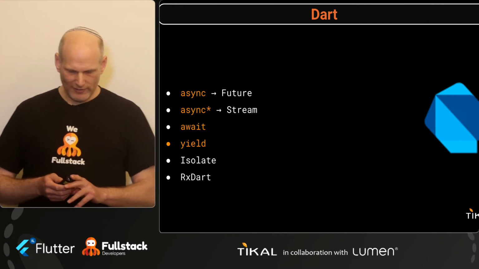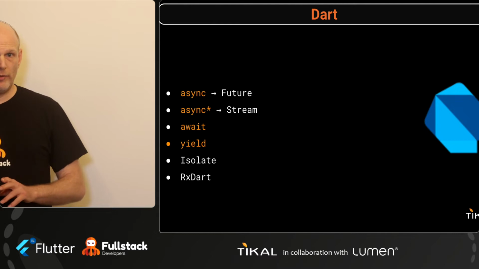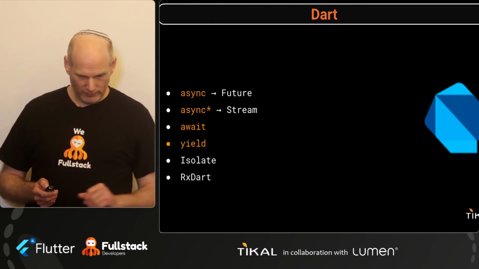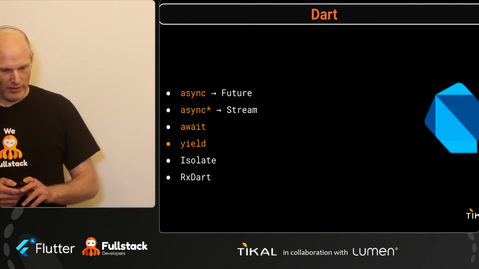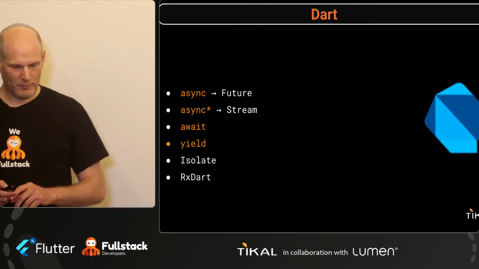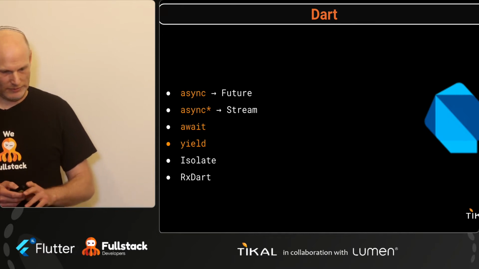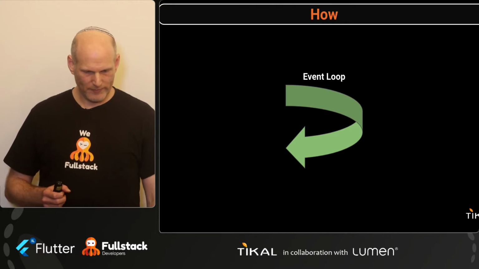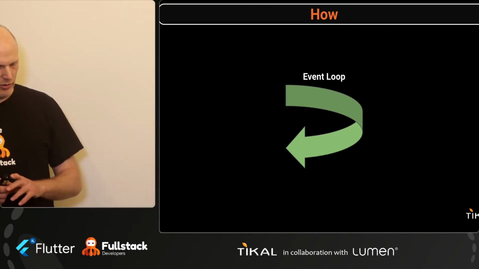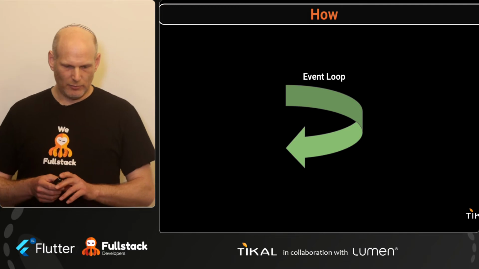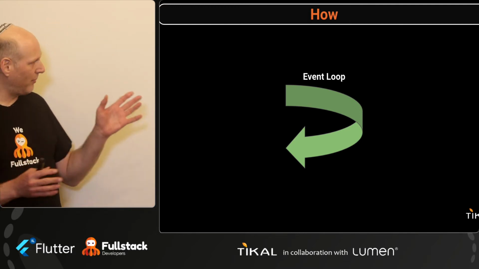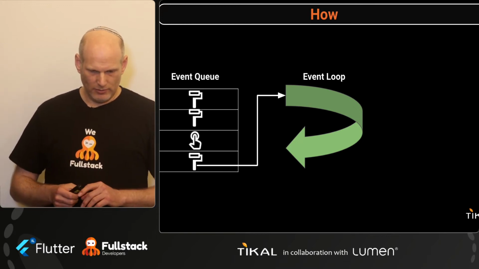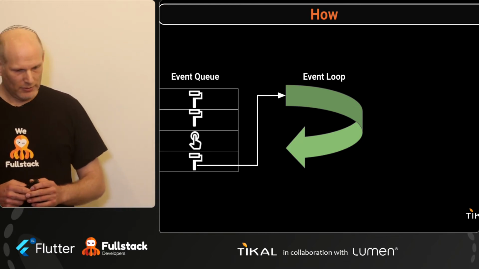We also have isolates, which will be the main bulk of the talk, and we also have RxDart. Can these features help improve an app's performance? We certainly hope so. Let's first look under the hood at how Dart manages these features. Like I said before, Dart uses an event loop. It processes code on its main thread, on its single thread, and it uses an event queue.